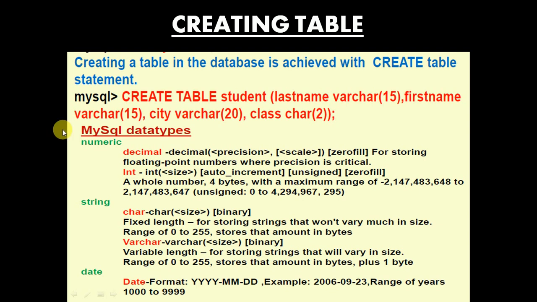Now after creating the database and opening it using the use command, the next step is how to create a new table in a database. The command used is create table. After create table, you have to mention the name of the table. Then you have to specify the name of each column with its data type. For example, in this table we are creating a total of 4 columns: last name, first name, city, and class, with their data types. Some common data types are numeric, string, and date, and there are many more internal data types under this category.